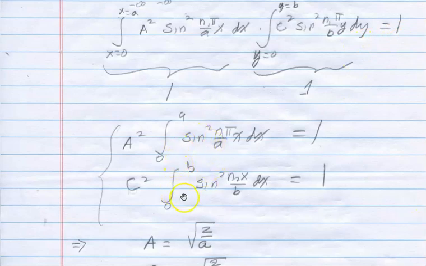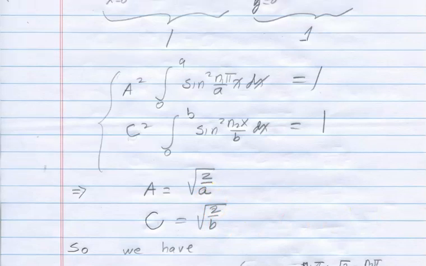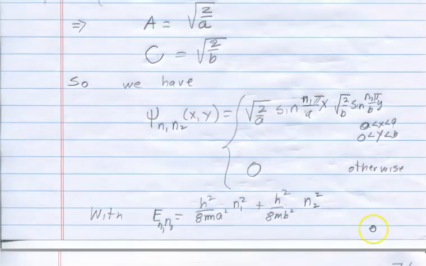Those integrals we've done before. This one here actually turns into a over 2, and this one here turns into b over 2. But then once you solve for A, you get the capital A and capital C is the square root of 2 over a, square root of 2 over b for C. And so if you put all that together, what you have is our general solution. We've got an infinite number of solutions.